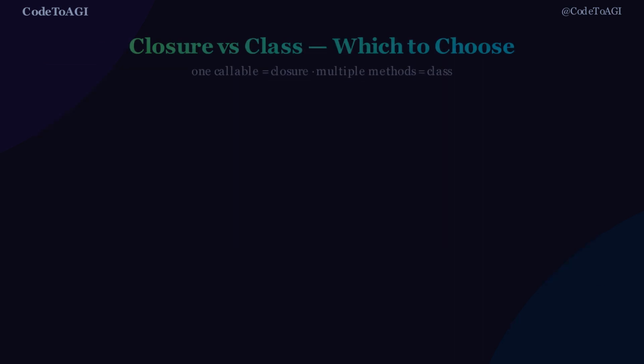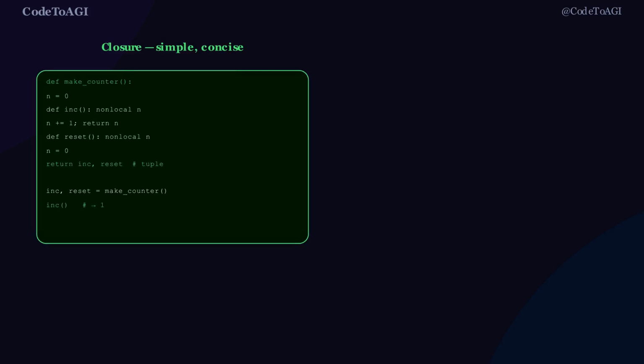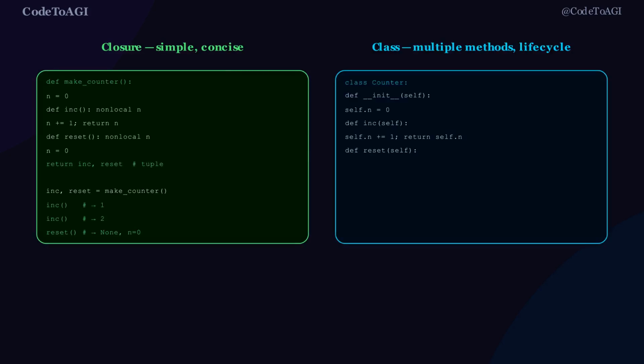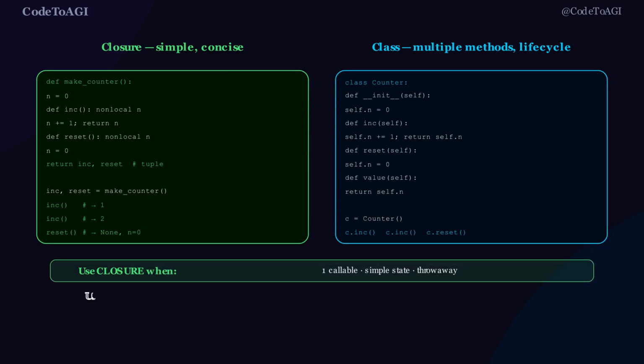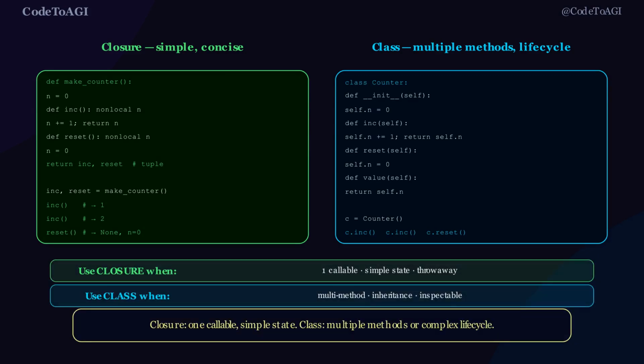Closures and classes can both hold state. When do you choose one over the other? Look at the counter example implemented both ways. The closure version is 8 lines. The class version is 12 lines. The closure wins on brevity. It is a pure function that happens to hold state.